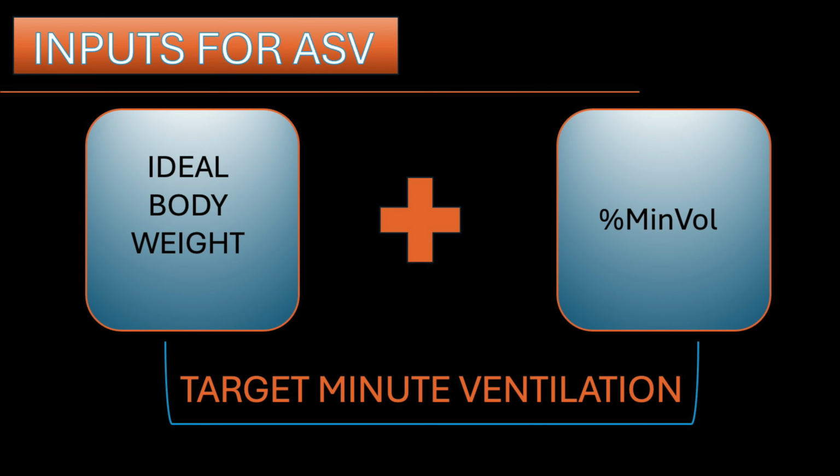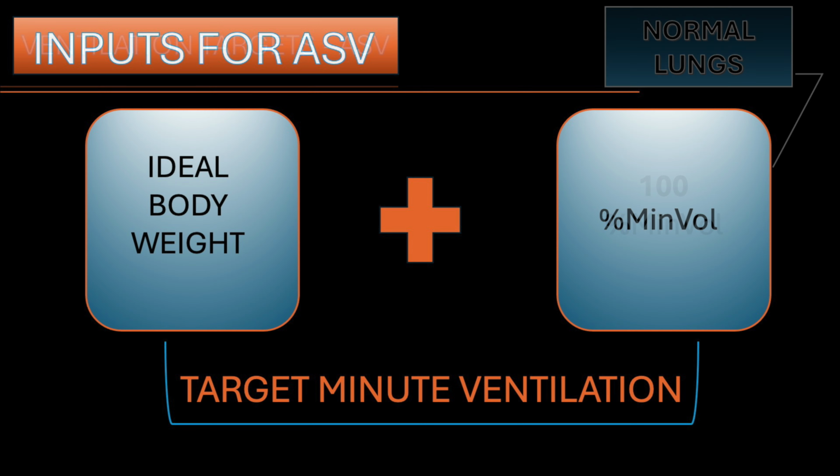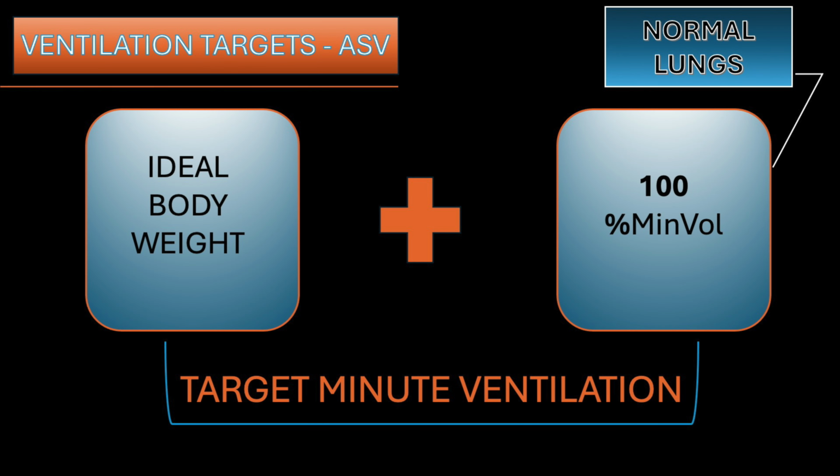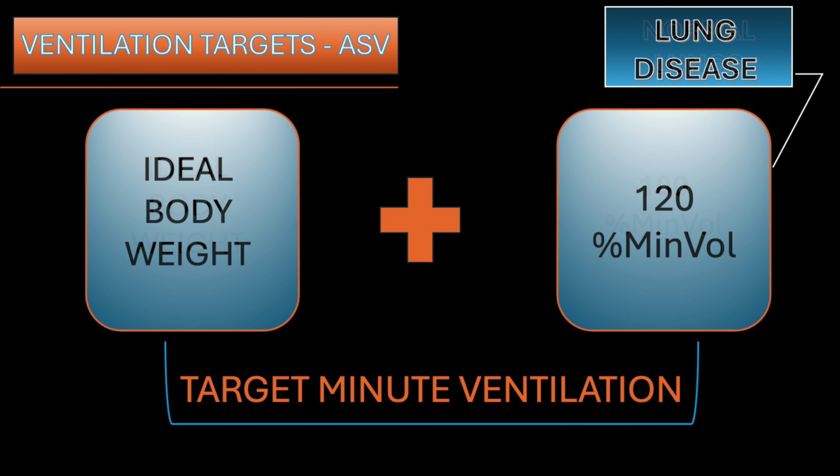Percent minute volume equals a target minute ventilation. For healthy lungs, begin with an initial setting of 100%. For patients with lung disease, such as COPD, the initial percent minute volume is 120%.